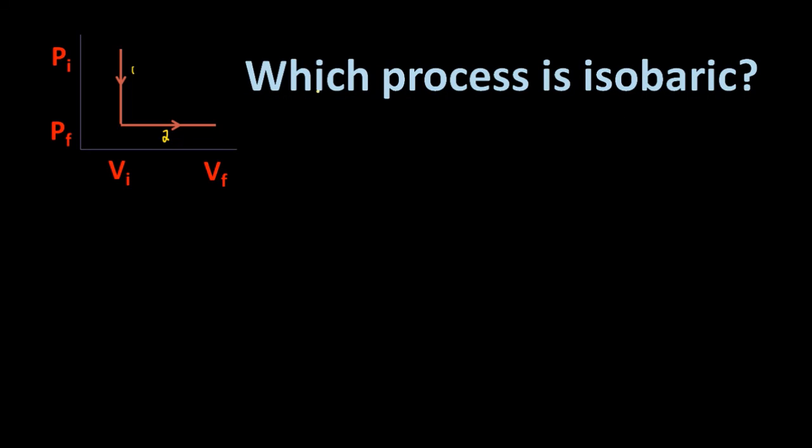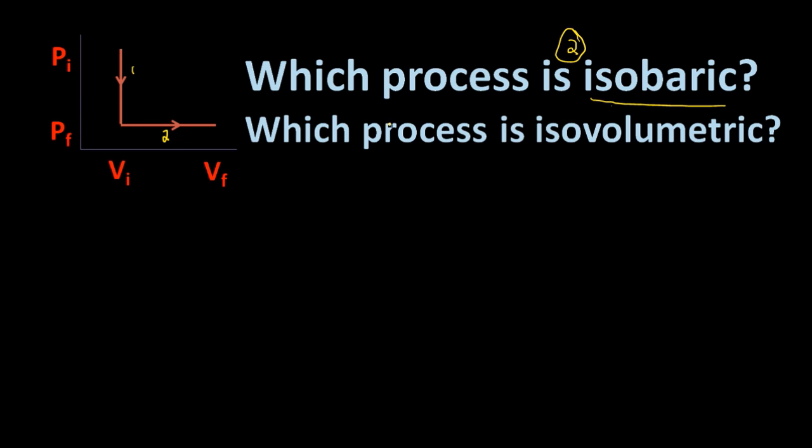Which process is isobaric? If you need to go back and review, pause the video and do that. But I'm going to move along here. Isobaric means no pressure change. Just think barometer, and that is process number 2. That has no pressure change in it. It stayed right there at P sub F.